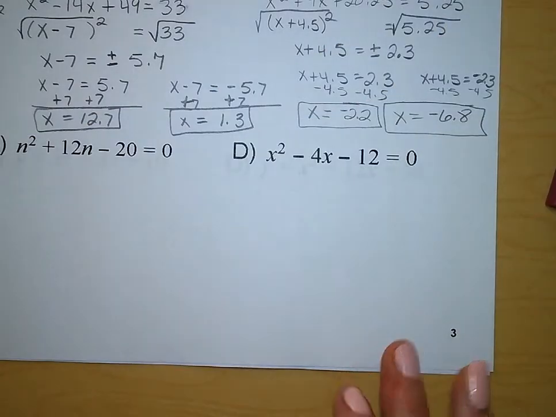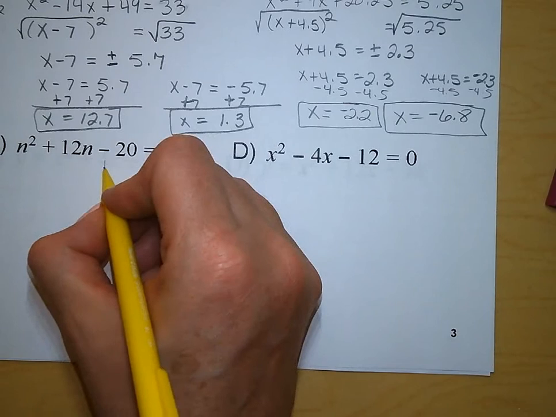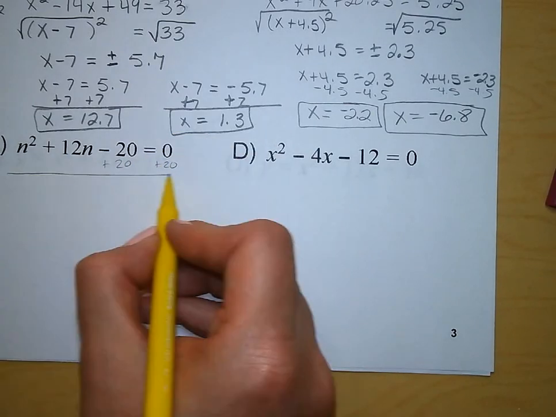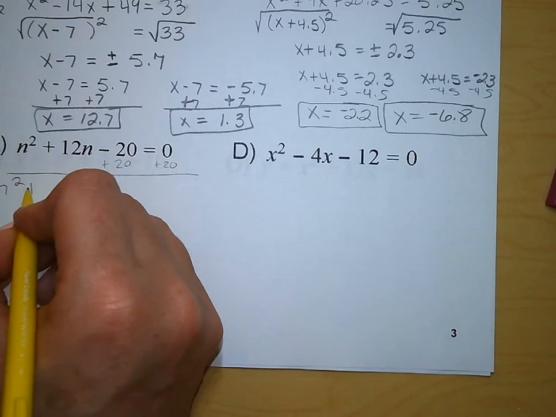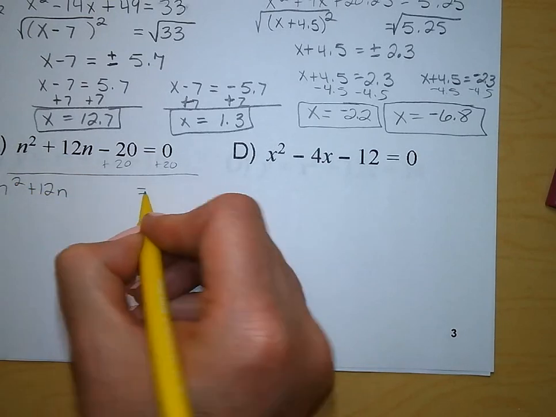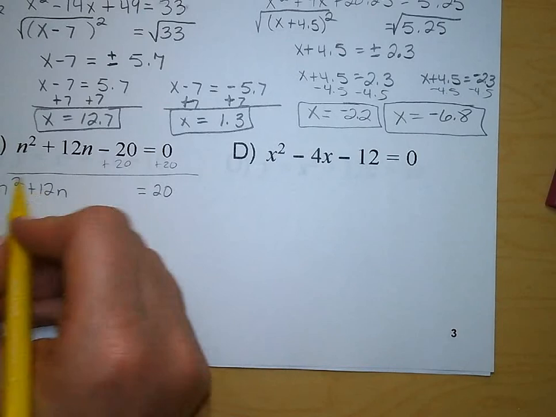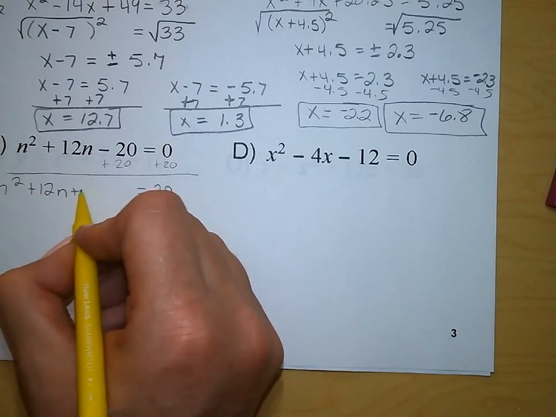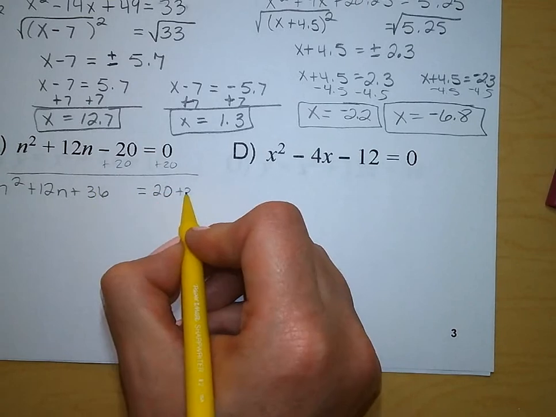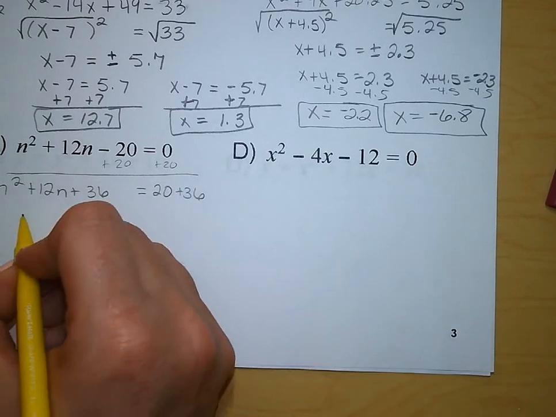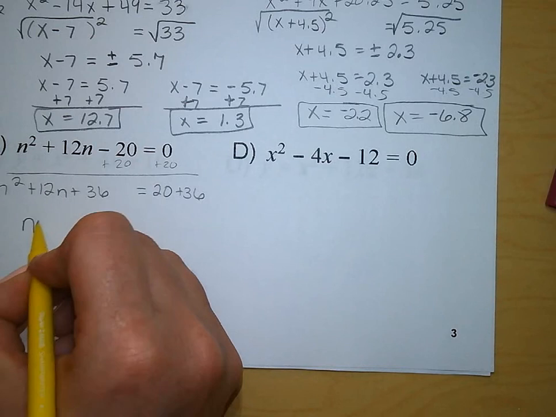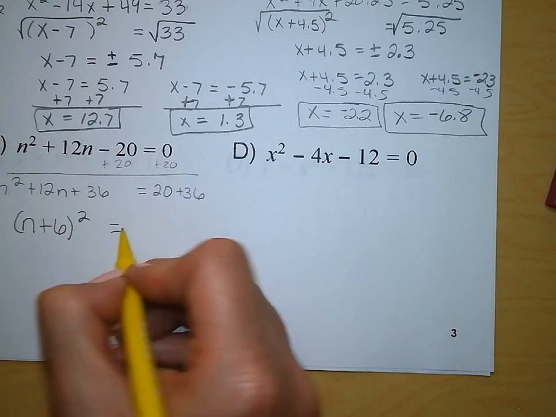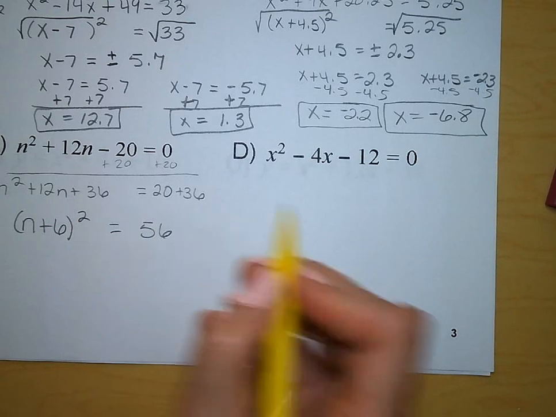All right, letter C, we add 20 to both sides to move that over. We're left with n squared plus 12n, and that's going to equal the positive 20. Take our b value, divide it by 2, and square it. 12 divided by 2 is 6. 6 squared is 36. Add it to both sides of our equation. We've got n plus 6 when we factor it. The quantity squared is equal to 56.